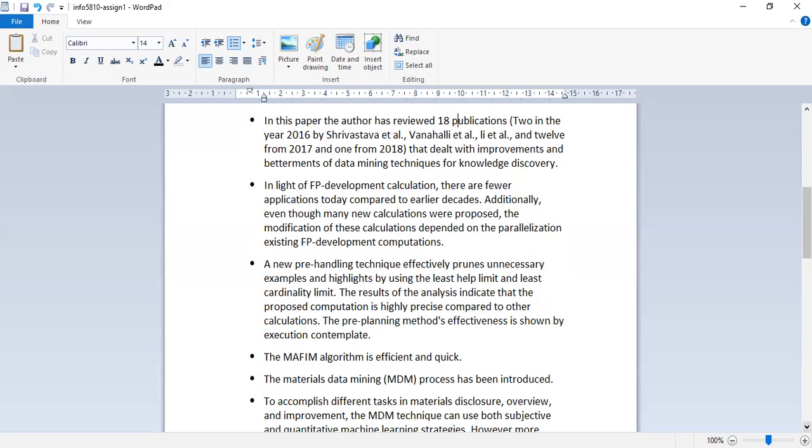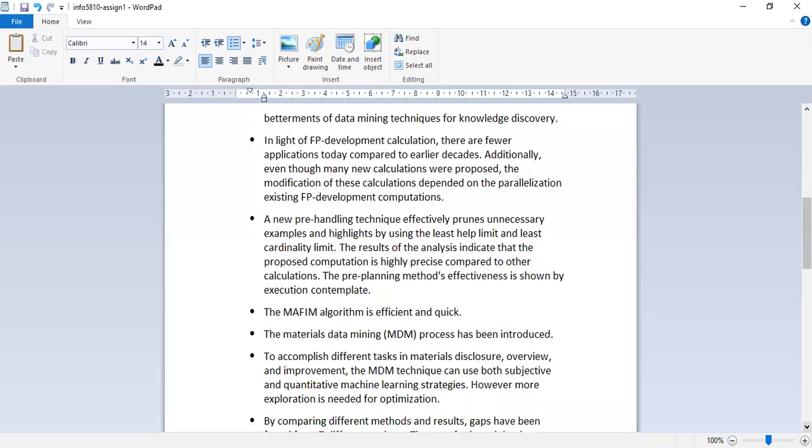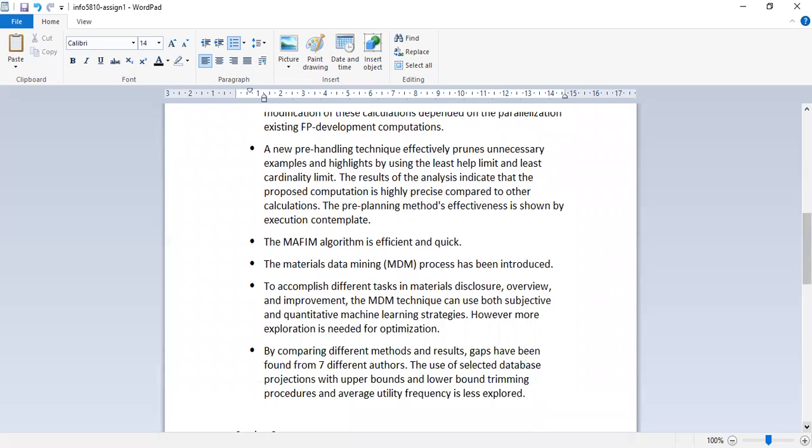It was suggested in 2017 by He et al. He actually compared the Maffin algorithm with FP3 and also used MapReduce in it. So it's really quick and efficient. And the materials data mining process has also been introduced.